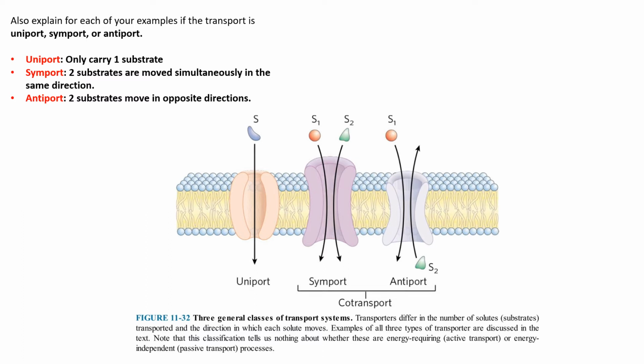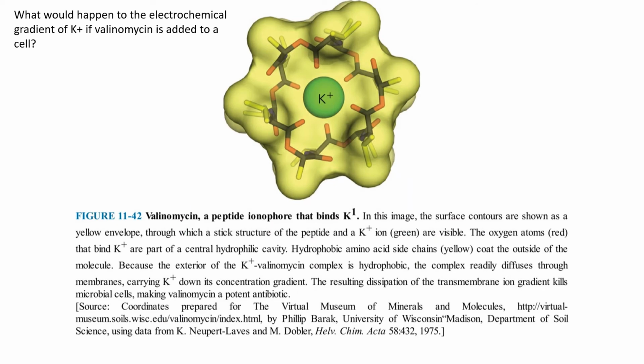Okay. Explain for each of your examples if the transport is uniport, symport, or antiport. Once you find your examples, you look at the definitions for each of these three. Uniport means that you only carry one substrate. So here it is, uniport, one substrate. Symport, you carry two substrates, and they're moved simultaneously in the same direction. So substrate 1 and substrate 2, and they're both going in the same direction. And then you have antiport. You have two substrates that move in opposite directions. Okay?